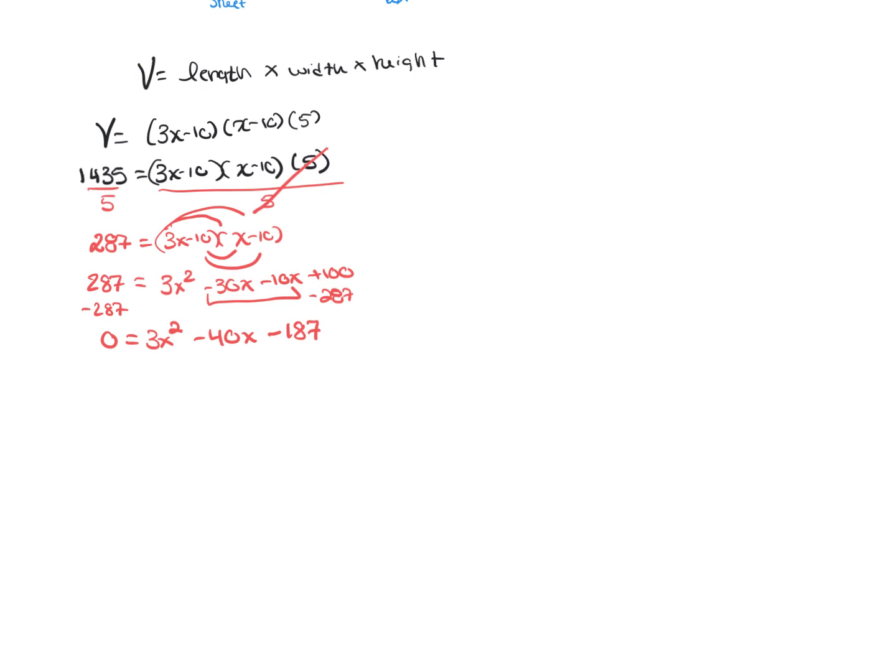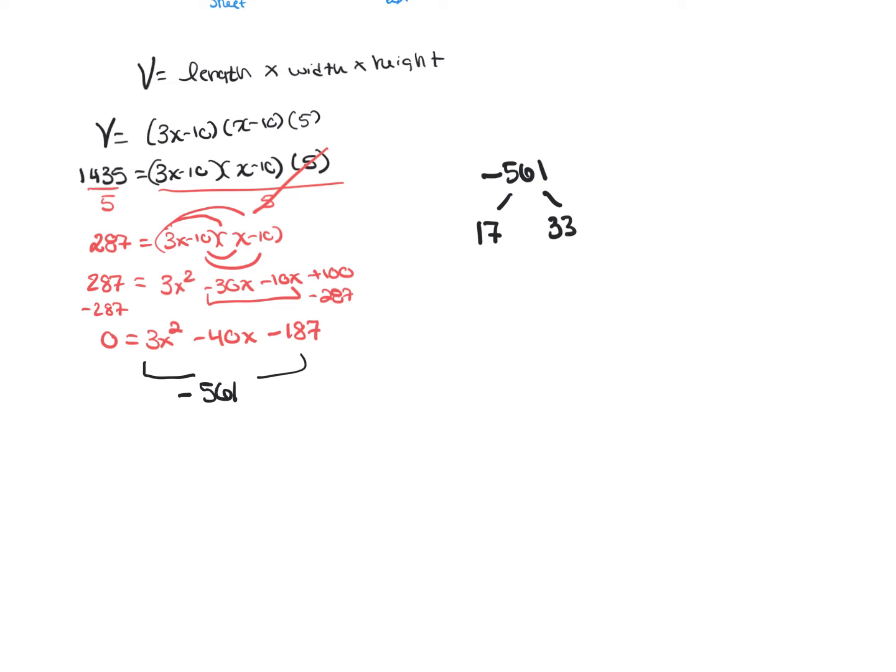So we have some choices. I'm going to try to factor. If it doesn't factor, we can go back and do quadratic formula. But to factor this, you have to do 3 times negative 187, and that's going to get me negative 561. So over here, 561. I'm going to just guess some factors. We can try 17 and 33.